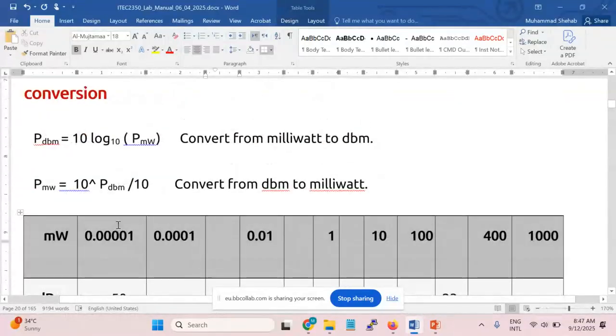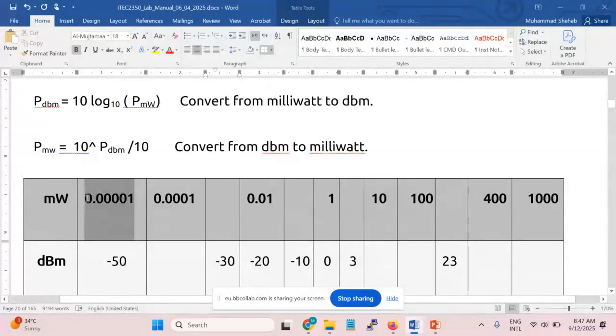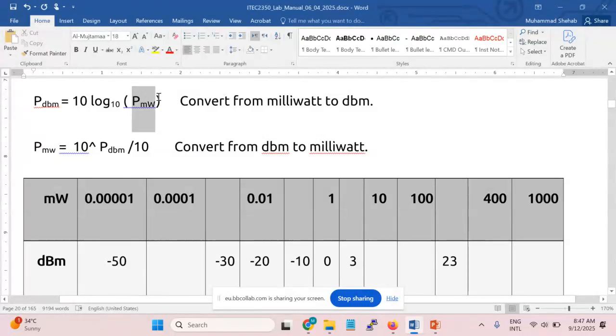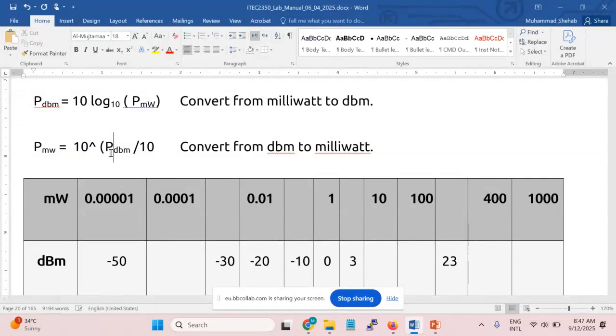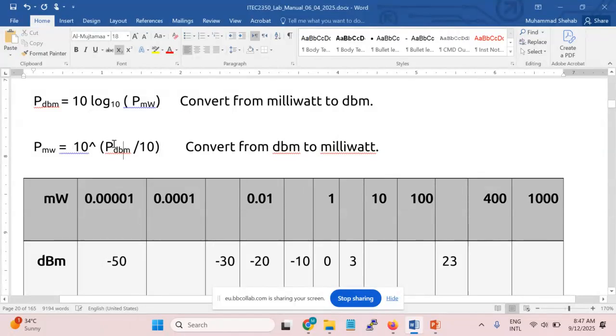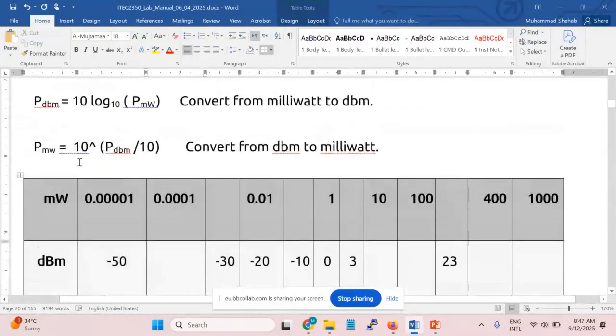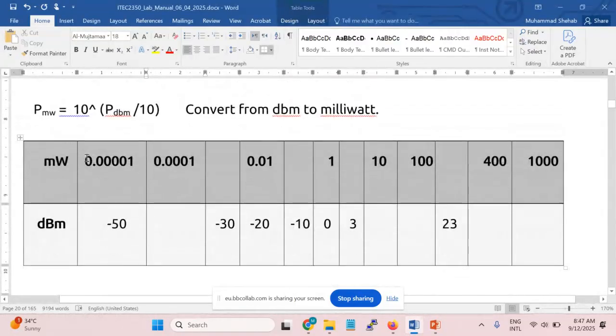So to convert from milliwatt to dBm, I will use this formula. I have the power in milliwatt and I will calculate the power in dBm. And to convert from dBm to milliwatt, I will use this formula. I have the power in dBm, I will divide it by 10, then I will take 10 to the power of the value that I got here. I will calculate the power in milliwatt. So let us start.